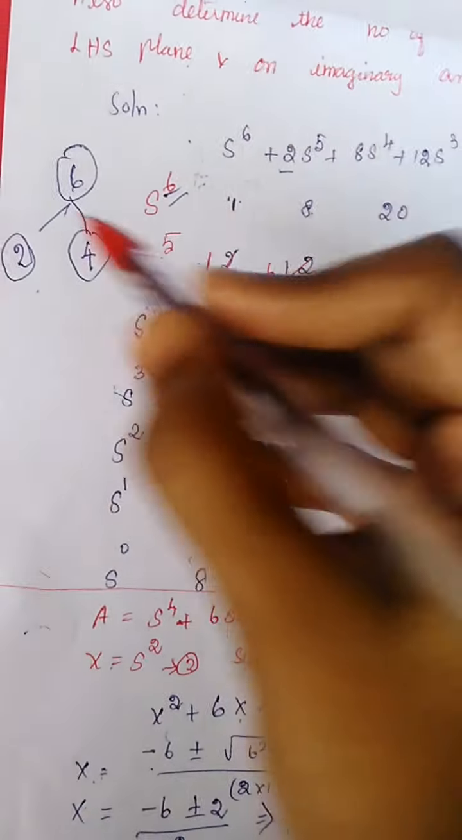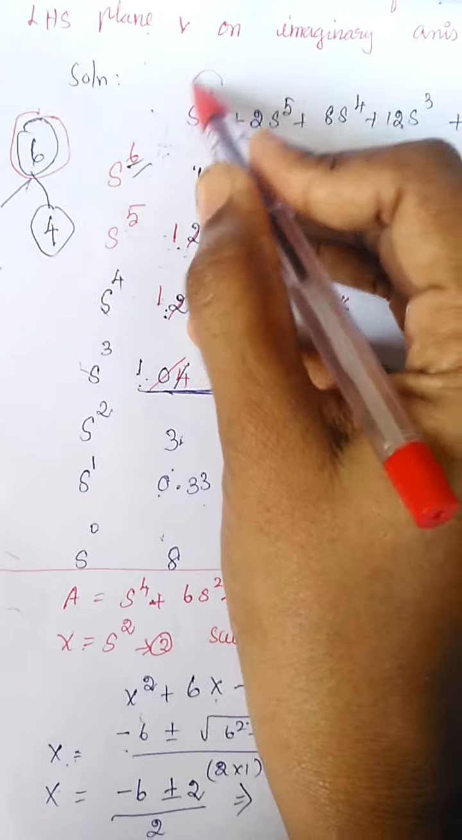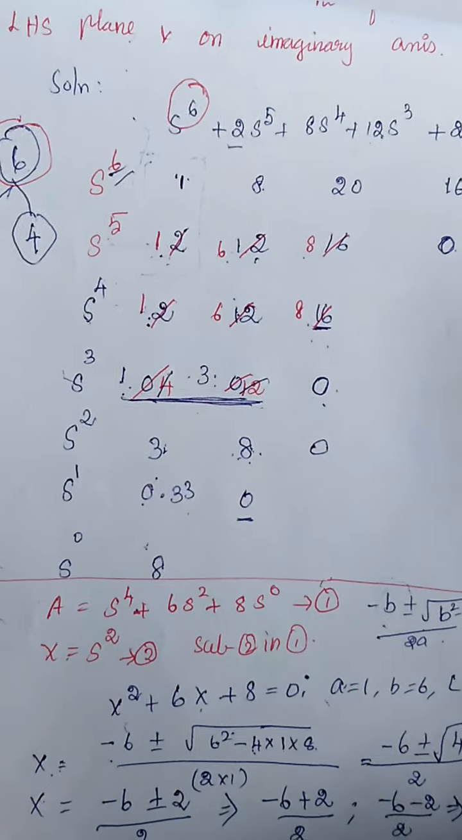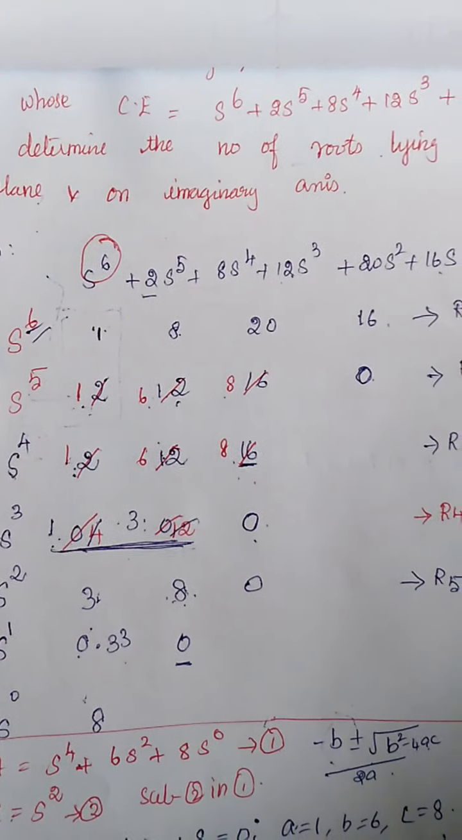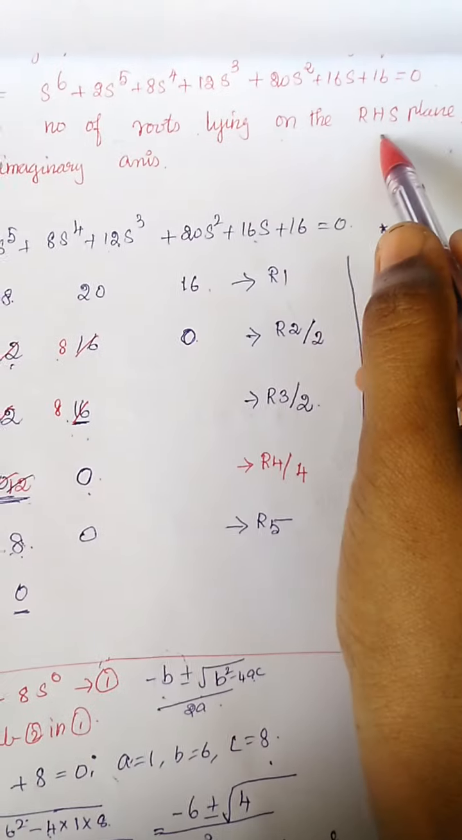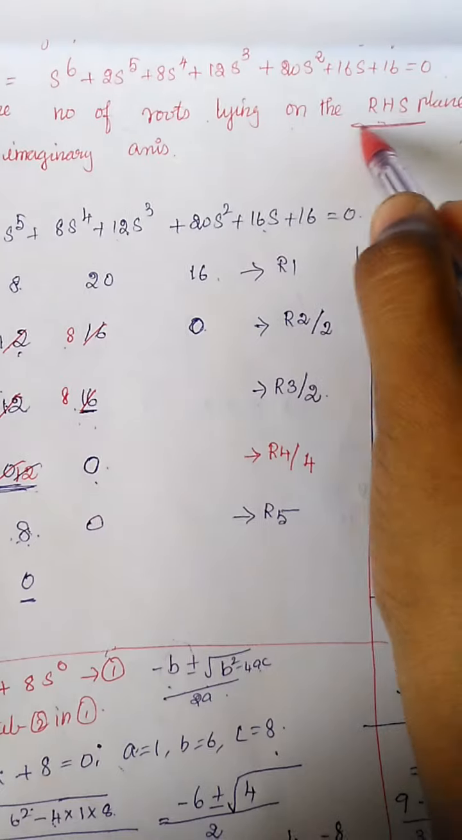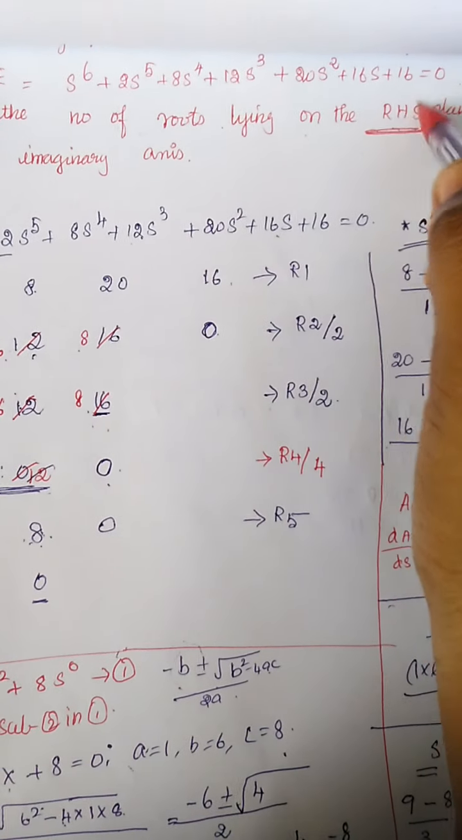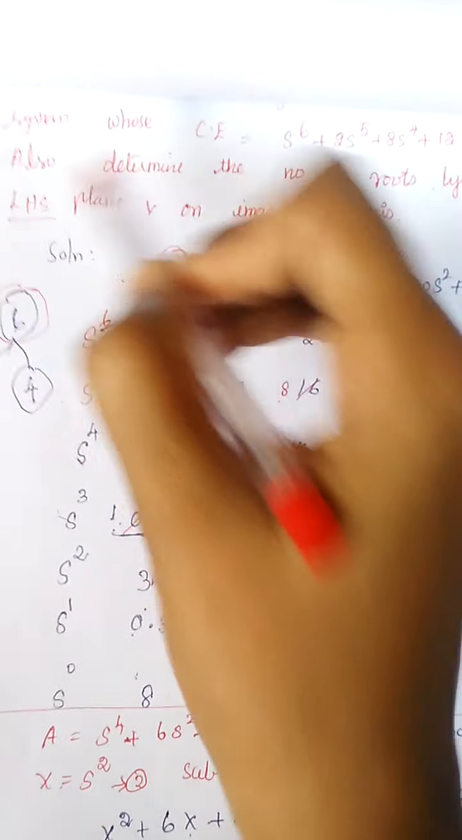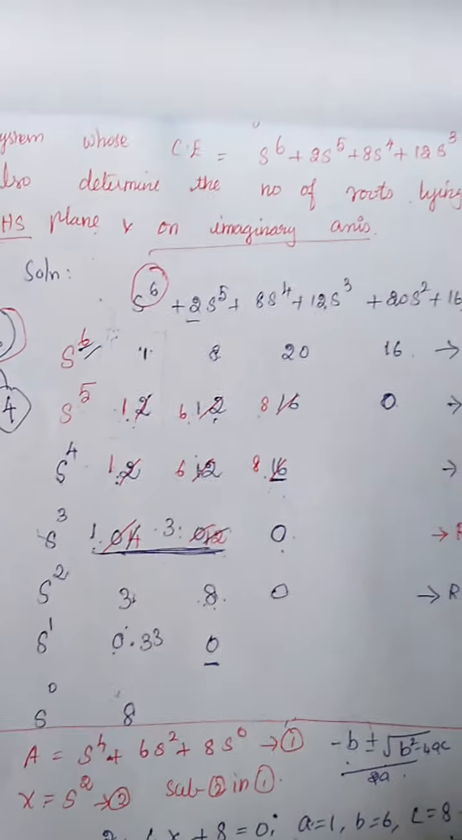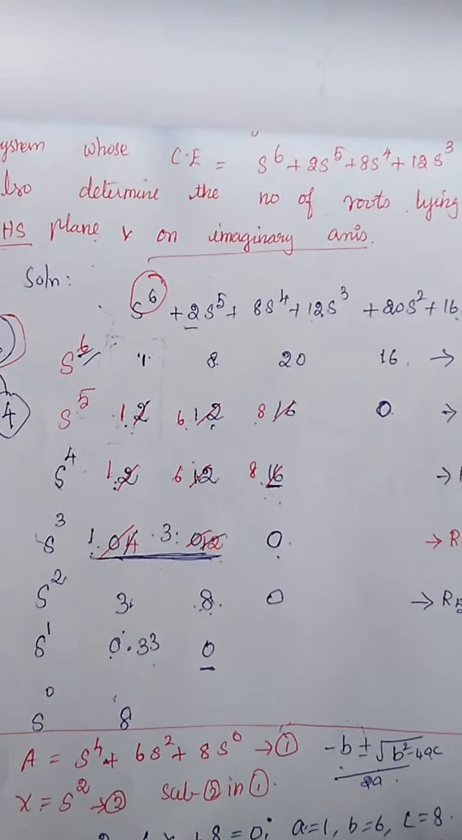So how do we say it's 6 roots? Because it's a power of 6, so we say 6 roots are available in the given problem. So we collected the answer. How many roots are lying on the RHS plane? There is no negative sign there, so none of the elements are in the right half of the S plane. So 2 elements are in the left half of the S plane, then 4 roots are lying in the imaginary axis. Okay, thank you.